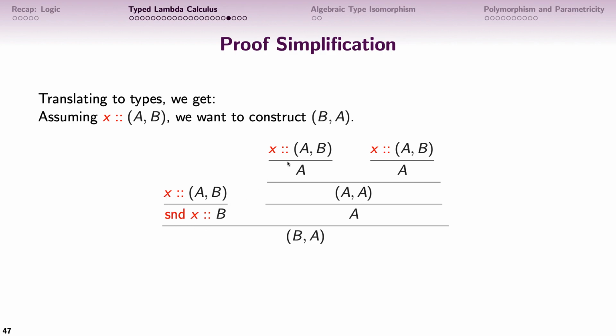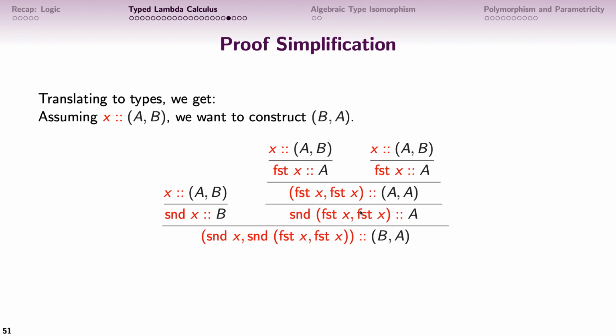And then similarly here, to get the A out of the tuple, I need to apply first. And then I have a tuple containing first X and first X. Okay? And then second of first X and first X. I could have picked first here, it doesn't matter, but I chose to pick second just for funsies, I guess. And then overall, put these two things together, and I get my overall expression here. So assuming X is of type A tuple B, this expression here is of type B tuple A.